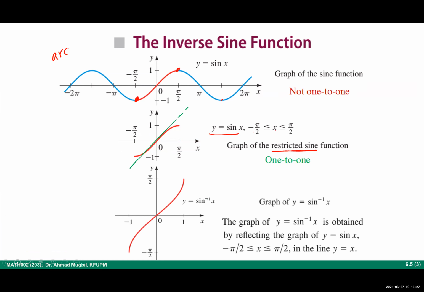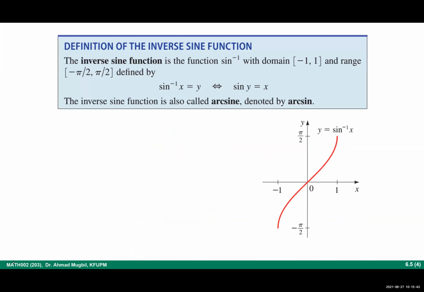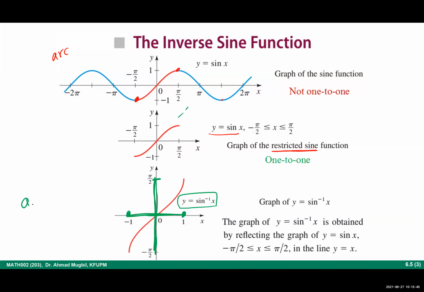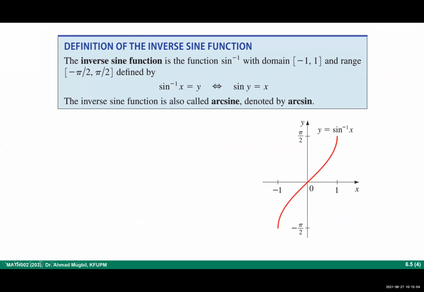Now this graph is for sine inverse. You can see clearly from the graph that the range is from negative pi over 2 to pi over 2, and the domain is from negative 1 to 1. So this is a new function that we call sine inverse, or sometimes arc sine. Where does the word arc come from? From this arc, from this part. Arc means a part of the graph.